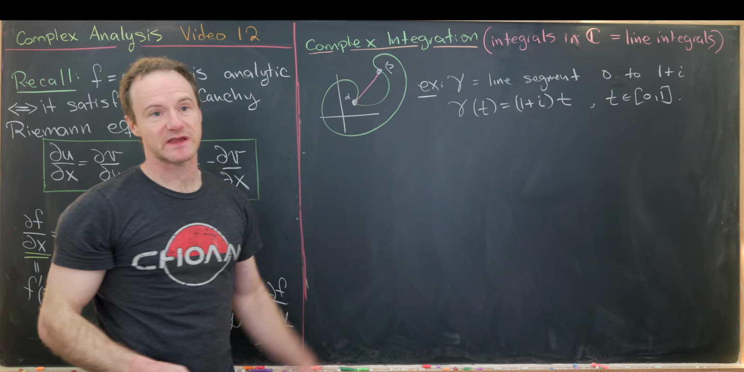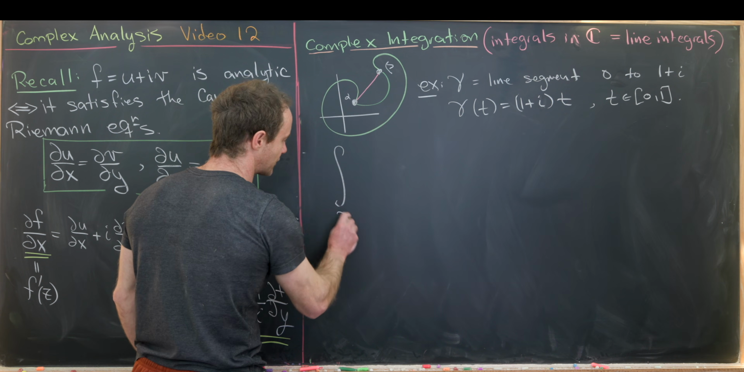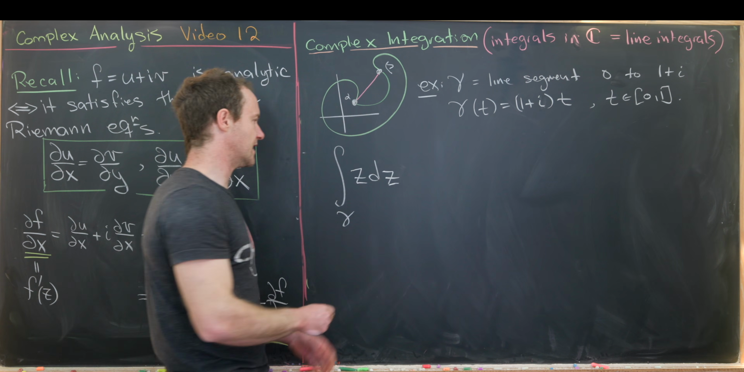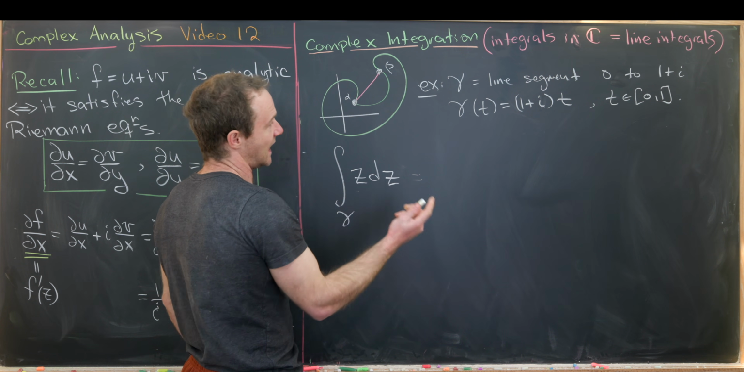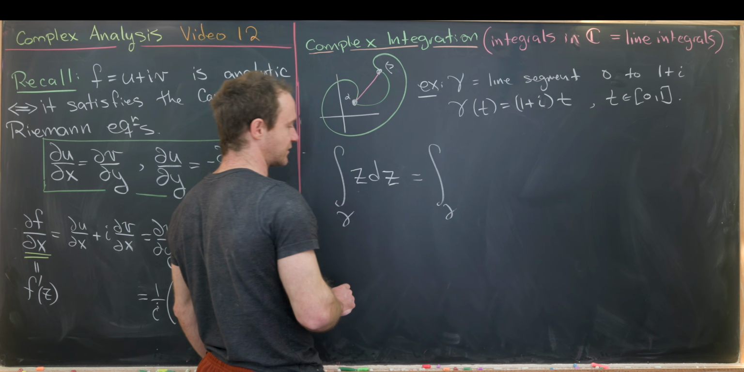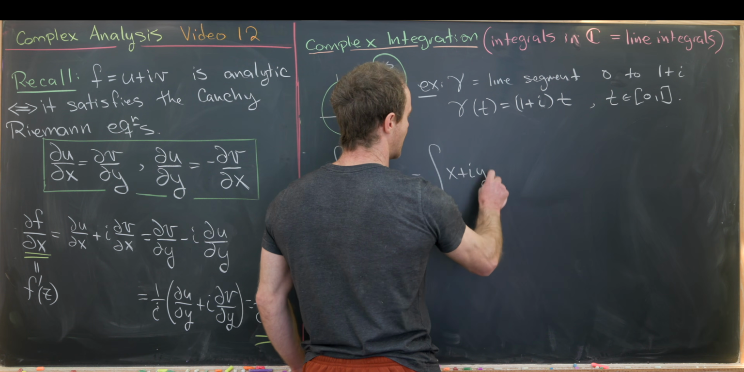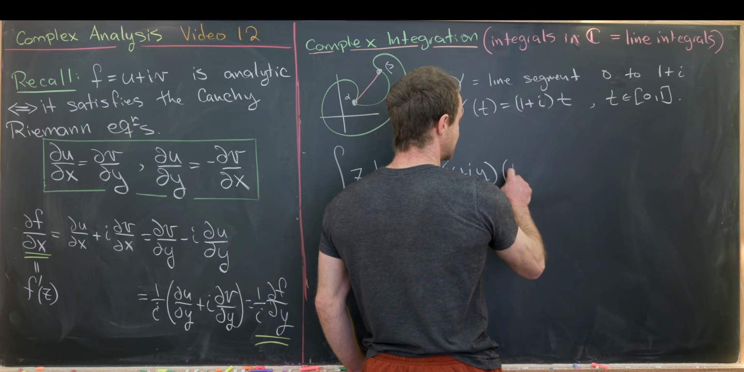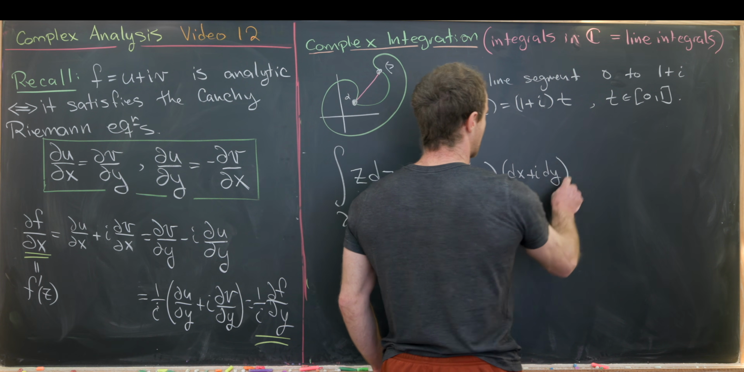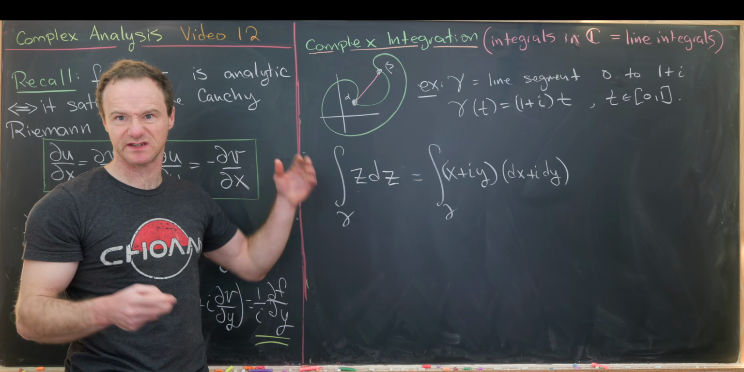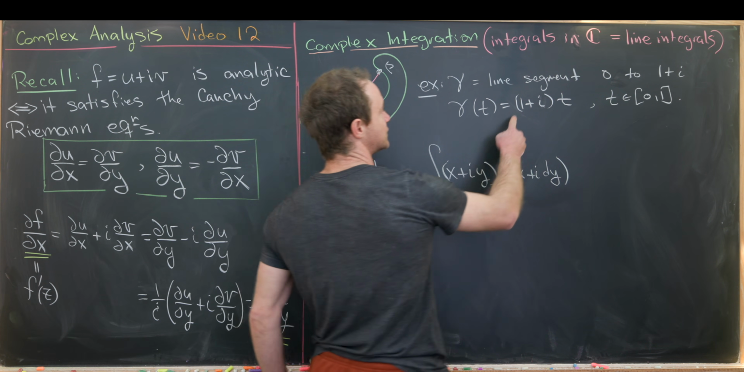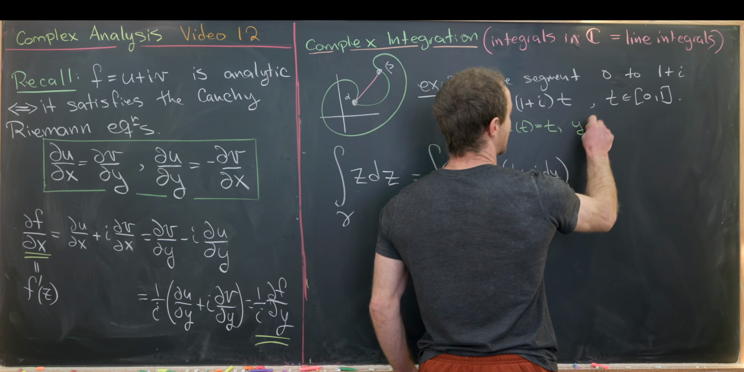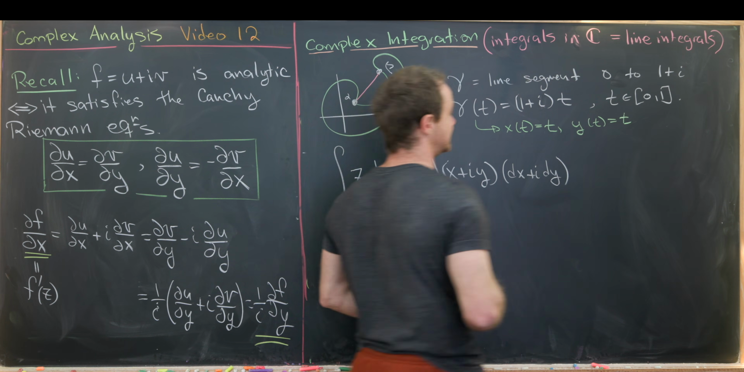Okay, so let's say we have that, and then let's calculate the integral over gamma of z dz, like this. Okay, but let's recall that z is x plus iy, so that's going to be the integral over gamma of x plus iy. And then we'll take dz to be dx plus i dy. But then we can use our parameterization to see what x and y are. So notice from this formula right here, we see that x of t is just equal to t, and y of t is also just equal to t.